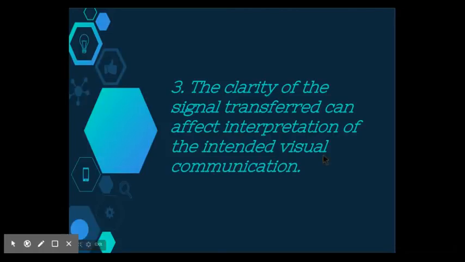Okay, so we're now up to section 3 of the syllabus. The clarity of the signal transferred can affect interpretation of the intended visual communication. In order for a visual signal to be interpreted, it must reach the photoreceptor cells at the back of the eye in a clear and precise form.